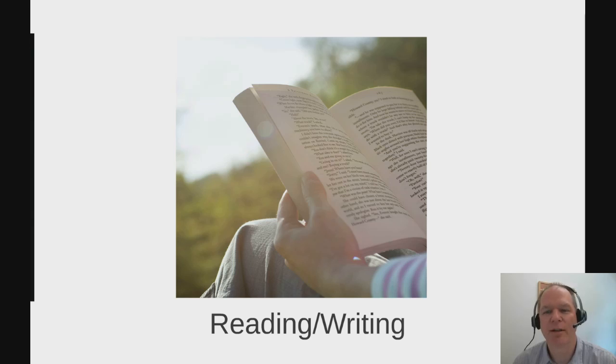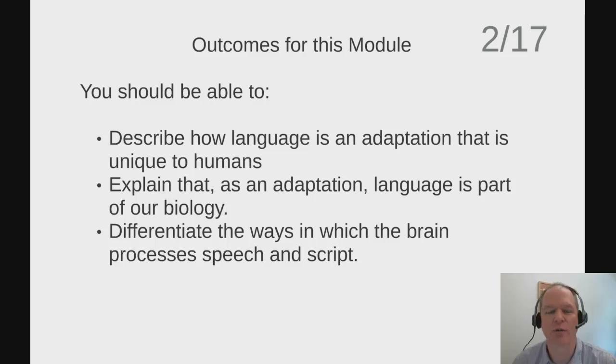Let's talk about some outcomes for this module. By the end of this module, I want you to be able to describe how language is an adaptation that's unique to humans. I want you to be able to explain that as an adaptation, it's part of our biology. And I want you to be able to differentiate the ways in which the brain processes speech and script.